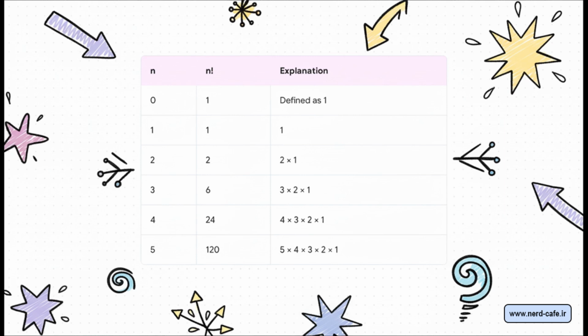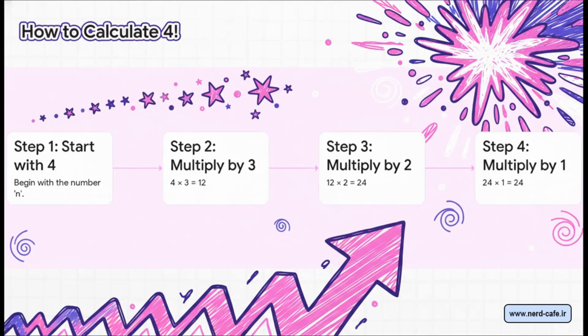But just look at how fast these numbers are climbing. We're only at 5 and we're already over 100. The process itself is super straightforward. So for 4 factorial, you just take your 4, multiply it by 3, that gets you 12, then multiply by 2, you get 24, and times 1, of course, is still 24.